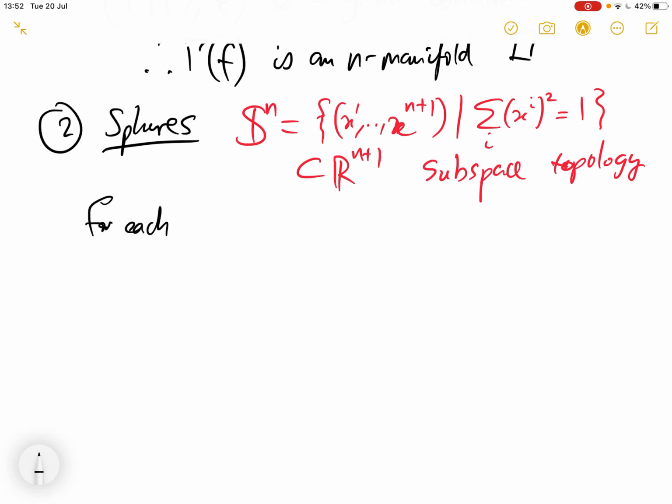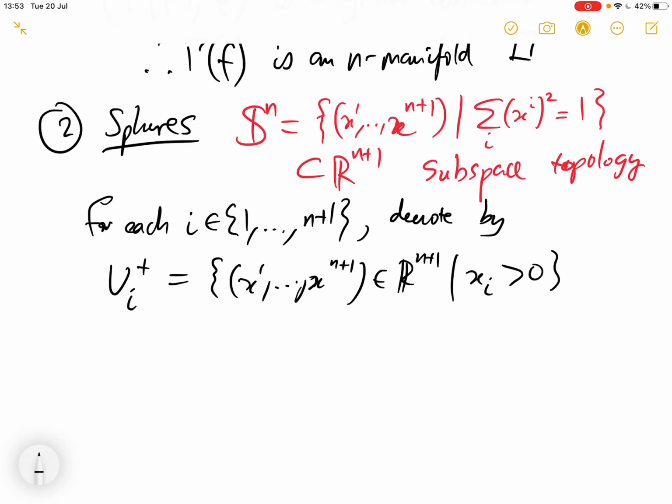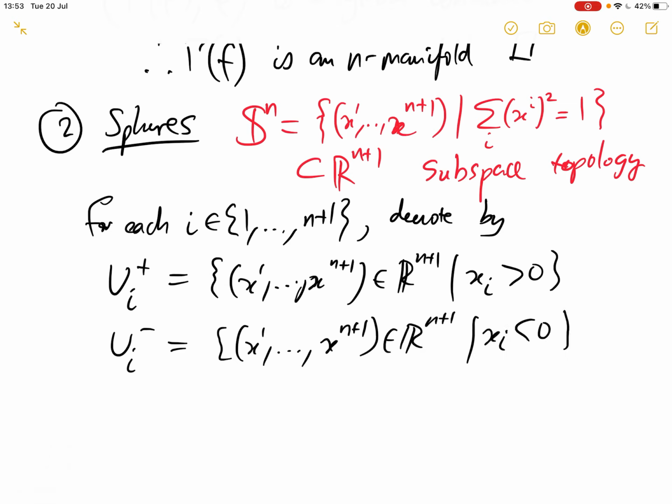So for each positive integer i from 1 up to n+1, we denote by Ui+ the set of points in R^(n+1) where xi is positive, and we denote by Ui- the set of points in R^(n+1) where xi is negative.